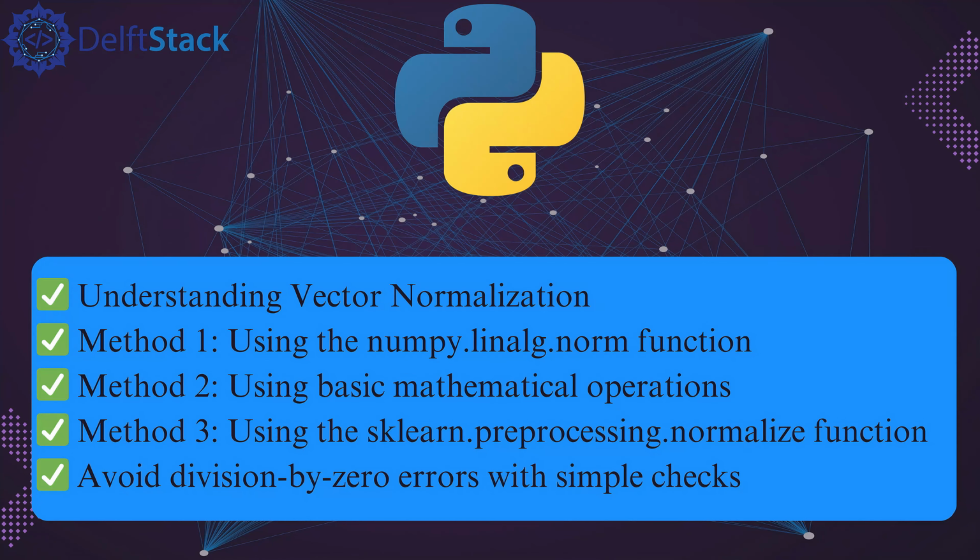In this tutorial, we explored the essentials of vector normalization in Python, covering 3 distinct methods. We utilized NumPy's linalg.norm function for direct magnitude calculation and normalization, and performed manual normalization using NumPy's basic operations. We also employed scikit-learn's normalize function for streamlined processing and discussed how to avoid errors while working with zero vectors.